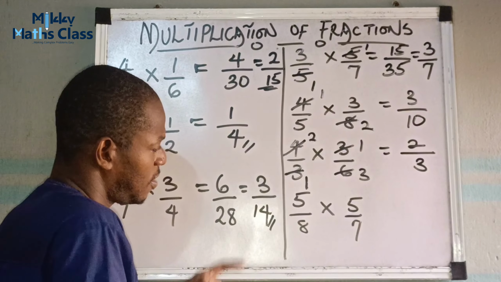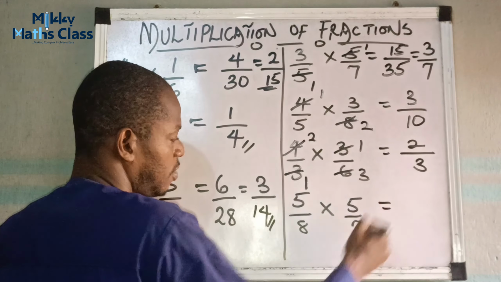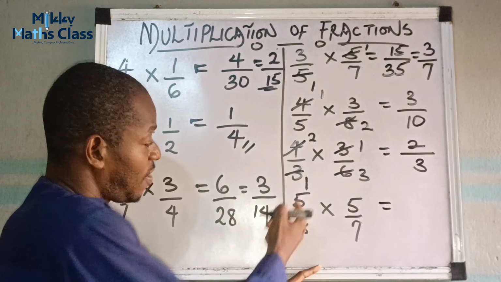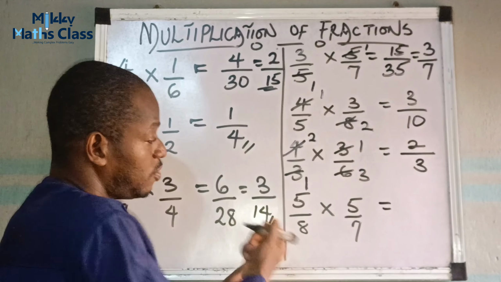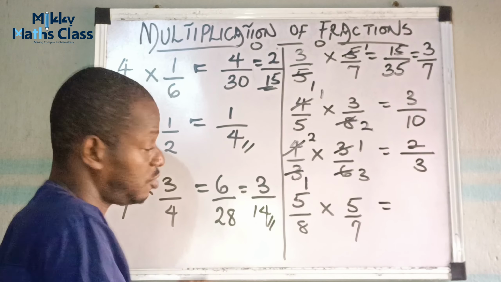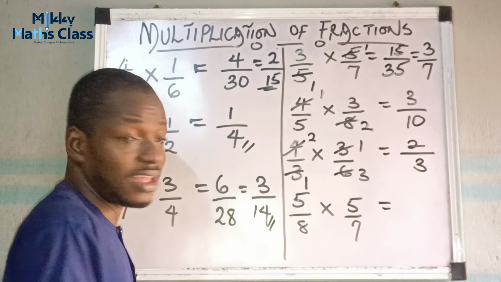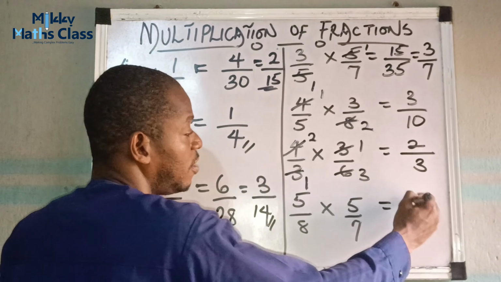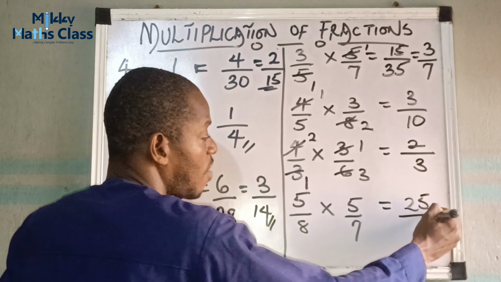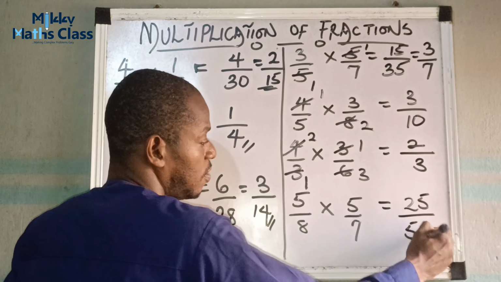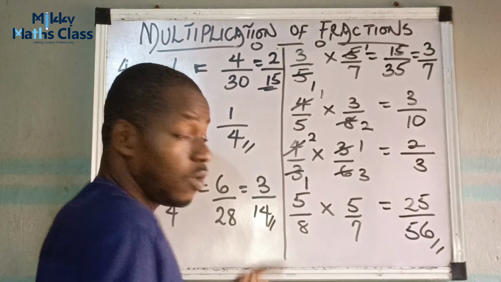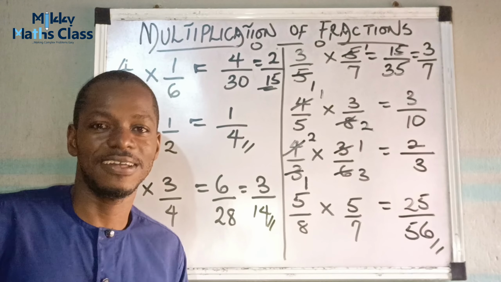And the last one, 5 times 5, nothing can go. So we can't use that method. 5 cannot divide 7. Neither can it divide 8. So we just multiply out the numerator and the denominator and leave our answer like that. So 5 times 5 is 25 over 8 times 7, that's 56. There's no common factor. We'll leave our answer like that.